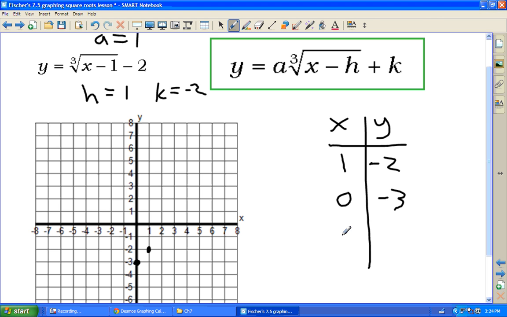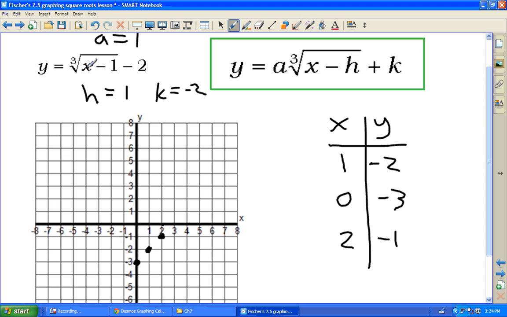Let's try to get a positive 1 under there. That'd give me an x of 2, right? 2 minus 1 is a positive 1 under the radical. Cube root of positive 1 is 1. 1 minus 2 is -1. So when x is 2, y is -1. And this makes sense because my cube root is going to have to do that quick change around the vertex, around the center of the graph. Now it's going to start spreading out quickly as we go that way.